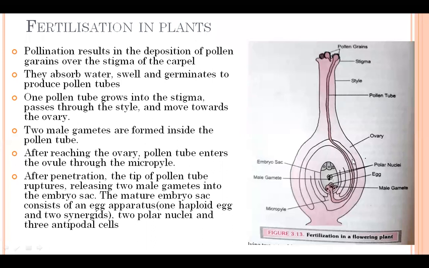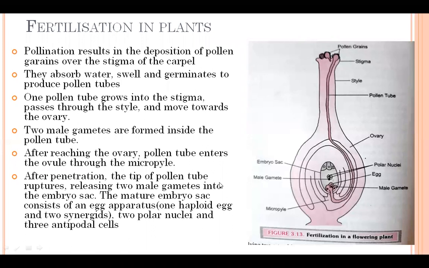When this pollen tube reaches the ovary, it enters the ovule through the micropyle. You see here, this structure is the micropyle, at the base of the embryo sac. The place where the pollen tube enters the embryo sac is known as the micropyle. It is opposite to the antipodal cells. These three are antipodal cells.